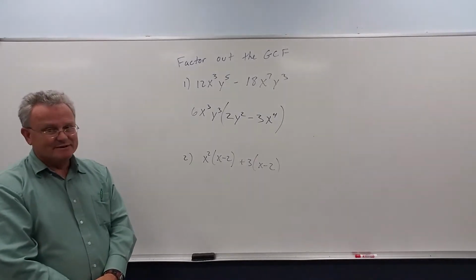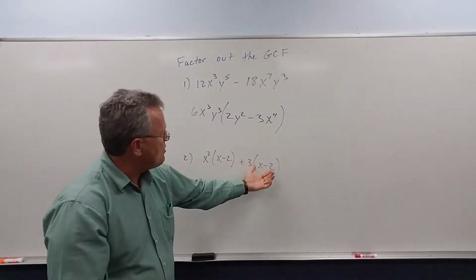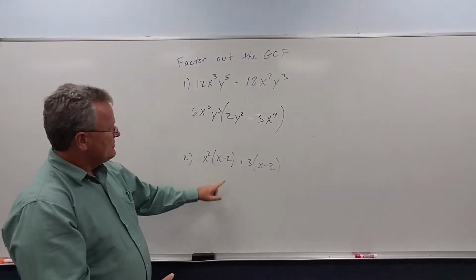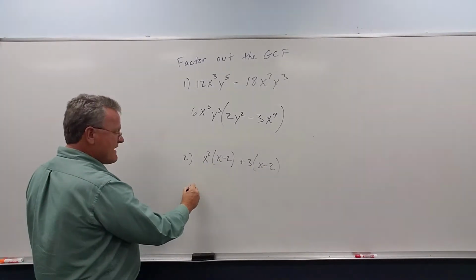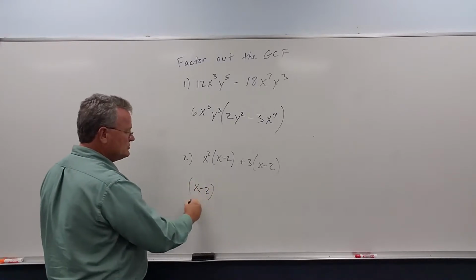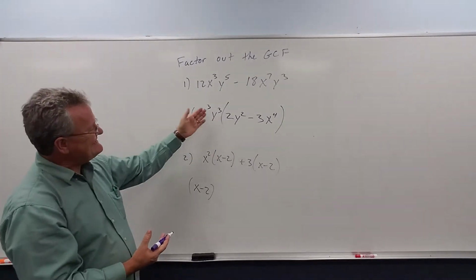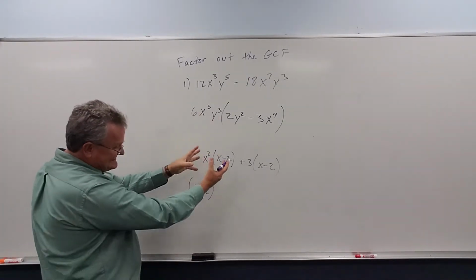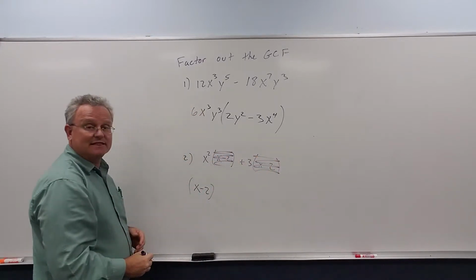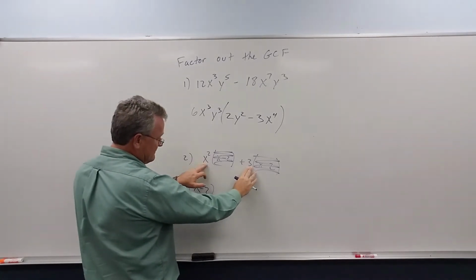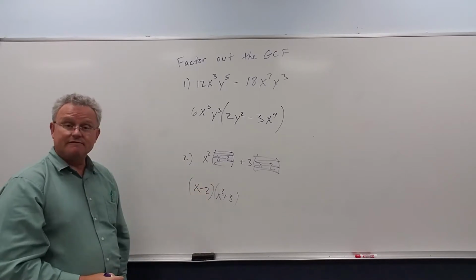Well, this is a little bit different. So here, the greatest common factor, what do we see in both terms? There's an x minus 2 in both of these. So if I factor out the x minus 2, what's left over? When you factor it out, you're literally taking it out. So when I factor out x minus 2, I'm taking that out. What's left? X squared plus 3. That is the factored form.